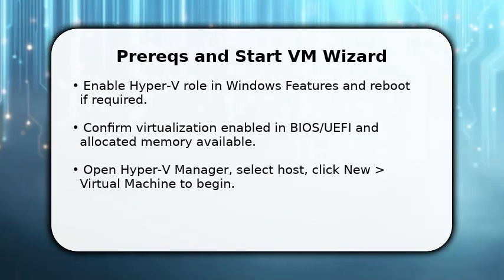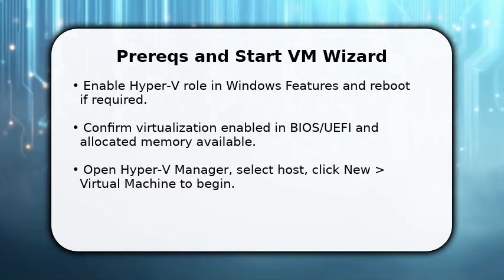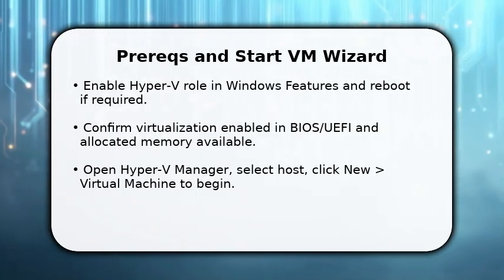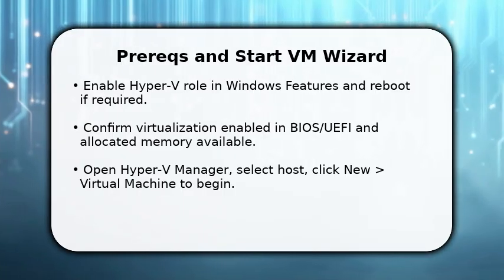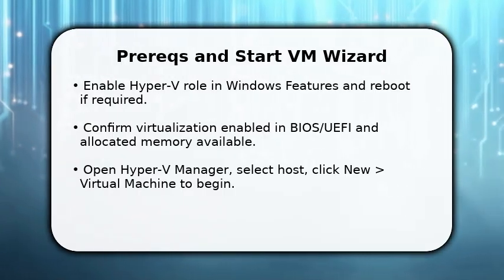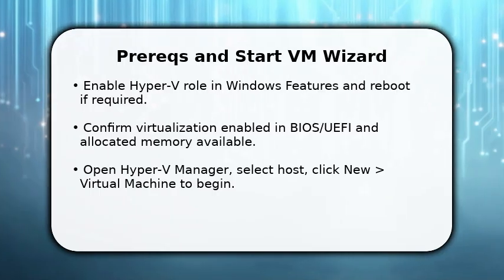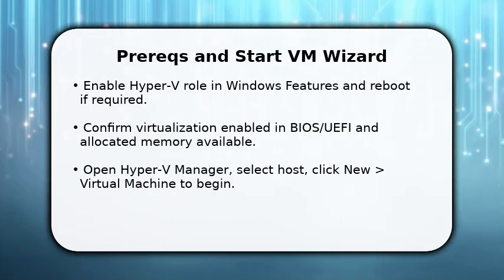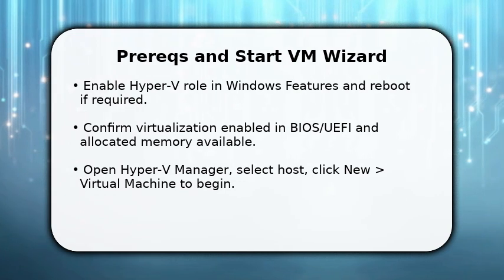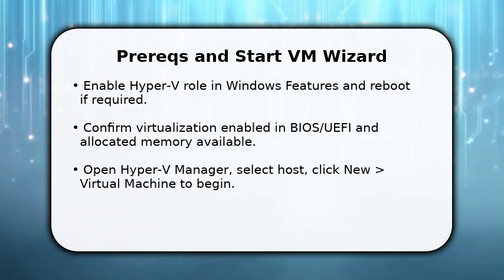Now open Hyper-V Manager on the host machine, select the target server, and choose New Virtual Machine to launch the wizard. Follow the initial screens to name the VM and choose a generation. This decides firmware type and device compatibility, so pick Generation 1 or 2 based on your OS requirements.